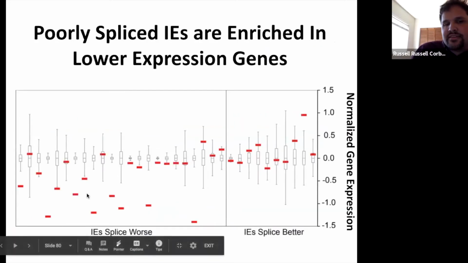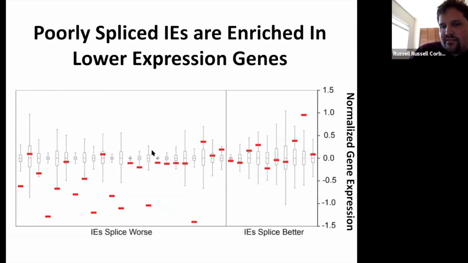So here I'm showing you all the species again, but I've now subdivided them into the set where their introner elements splice worse than canonical introns, and on the right, the set where introner elements actually splice better than canonical introns. And again, this box plot represents the permutation, where if I just threw these things down at random, what would be the expression level of those genes? Then we normalize it so they all have a mean of 0, so they're all sitting at 0 for permutations.